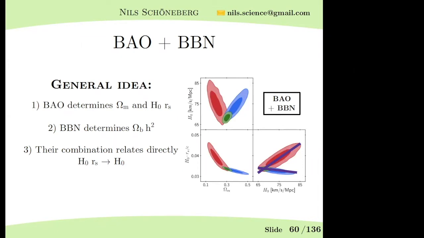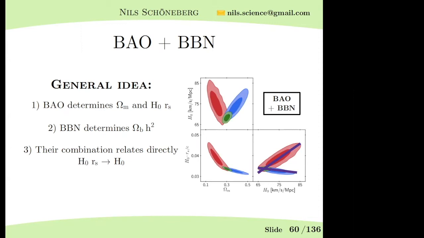And thus I get a measurement of H naught, which in both cases is not particularly good. I want to stress this. This is not like a super good measurement of H naught. Only if you combine all the different redshift information do you actually get a good measurement of H naught RS, and thus also a good measurement of H naught.